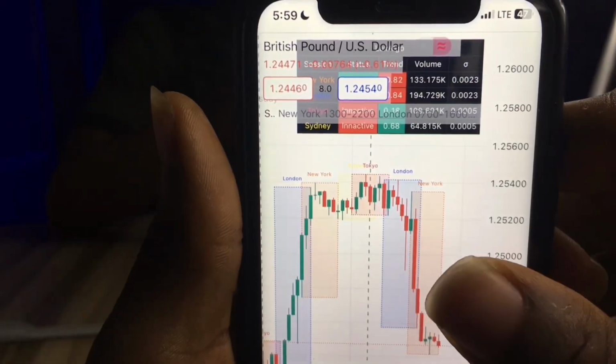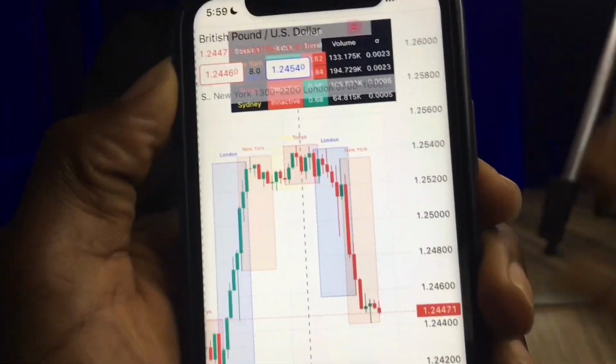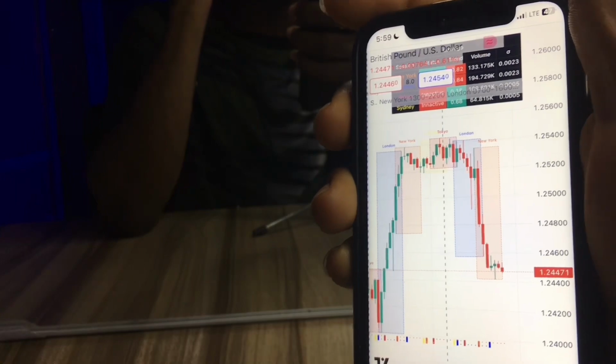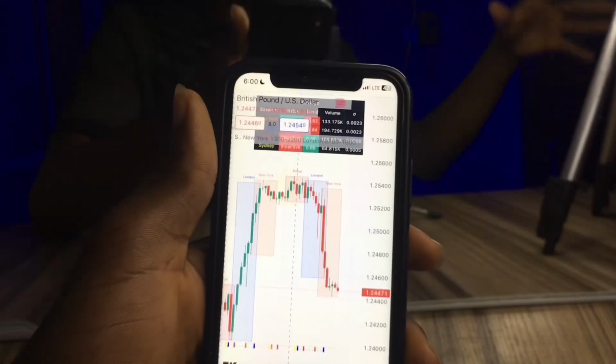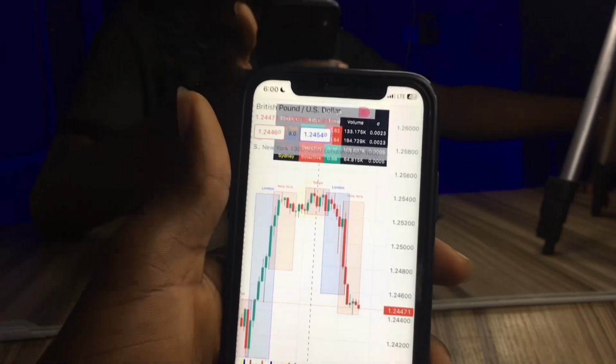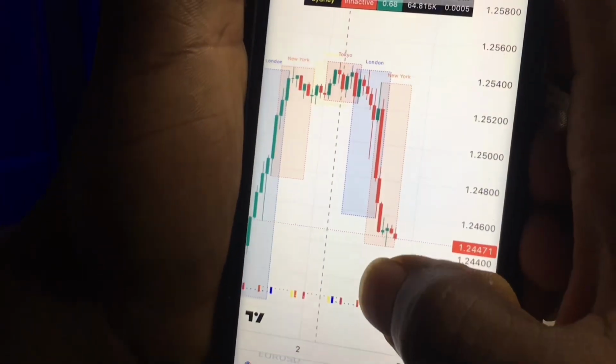Now what pair am I using? This is the British pound US dollar. When we think about British pound US dollar, British pound is the London session, and US dollar is the New York session. So we want to see most of the volatility happening within the New York session and the London session. If anything were to happen in the Tokyo and Sydney sessions, it won't be much, just a little. Now let's take a look at this point in the market.